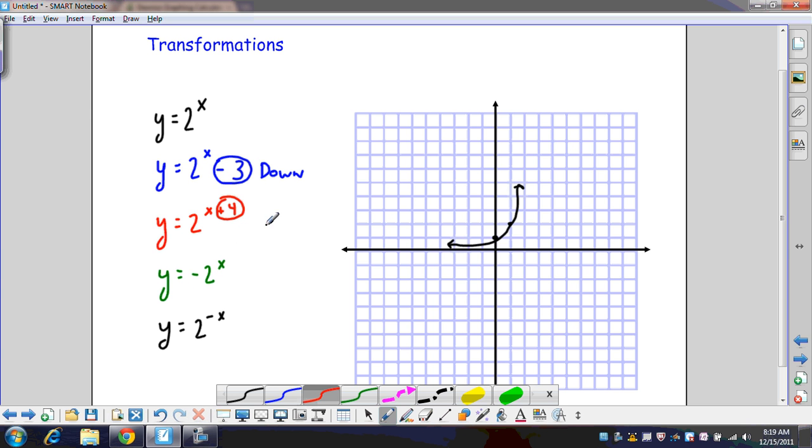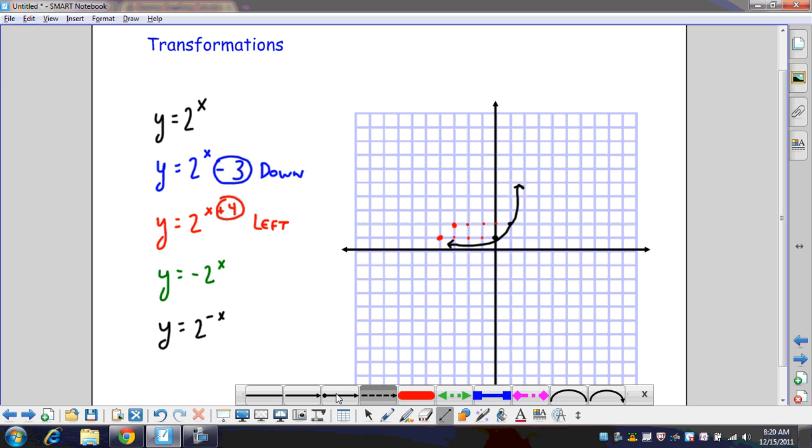I always tell students when I'm inside the function, in this case inside the exponent, that's going to move me either left or right. We always have to do the opposite of what the sign is. So in this case, since I am plus 4, I'm going to move to the left 4 units. Anytime we're in an exponent like that, we have to move the opposite direction. Since it's plus 4, we go to the left. If it had been minus 4, I'd move to the right.